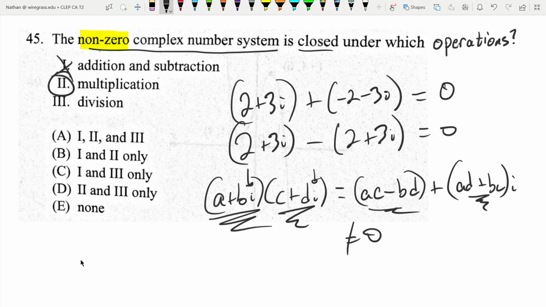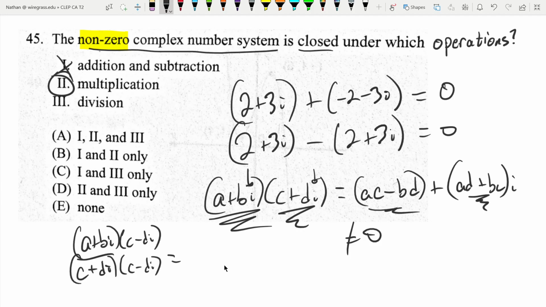Now, division is slightly different, but it actually ends up being true by the same reasoning. To do this, really what we do is we multiply by the conjugate of the denominator. And you're going to see we end up getting A plus Bi times C minus Di on top, and on bottom, we're going to get C squared plus D squared.